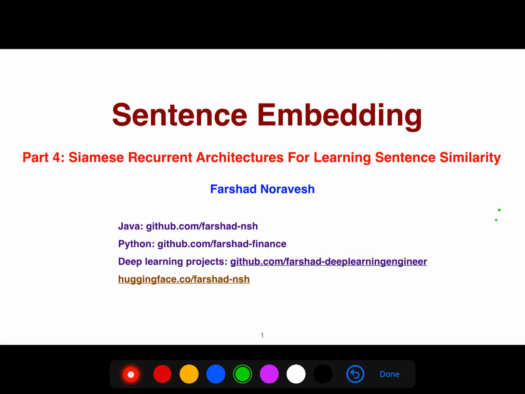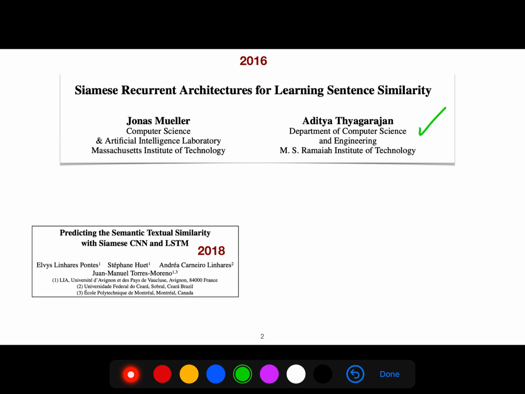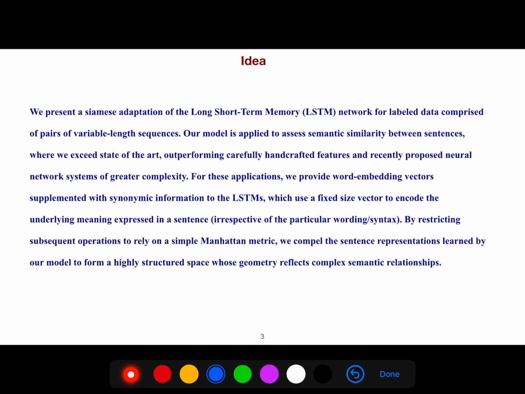I'm going to be talking about Siamese recurrent architectures for learning sentence similarity, from 2016, and this is a positive example. We present a Siamese adaptation of the long short-term memory network for labeled data comprised of pairs of variable length sequences. Our model is applied to assess semantic similarity between sentences, where we exceed the state of the art, outperforming carefully handcrafted features and recently proposed neural network systems of greater complexity.